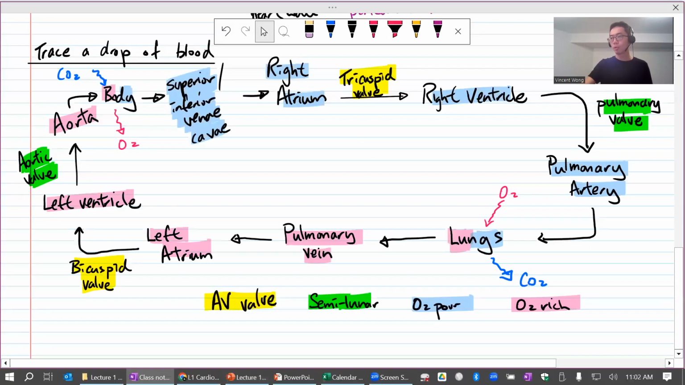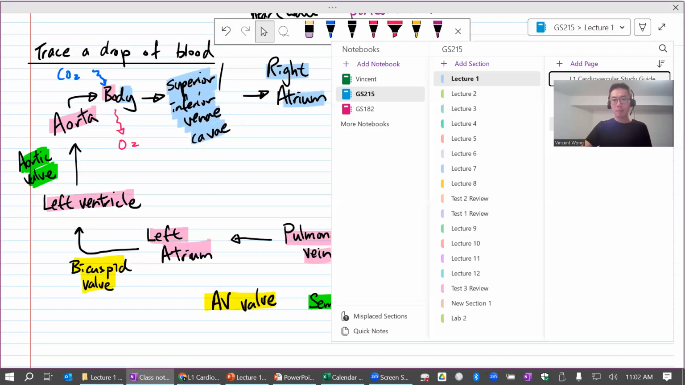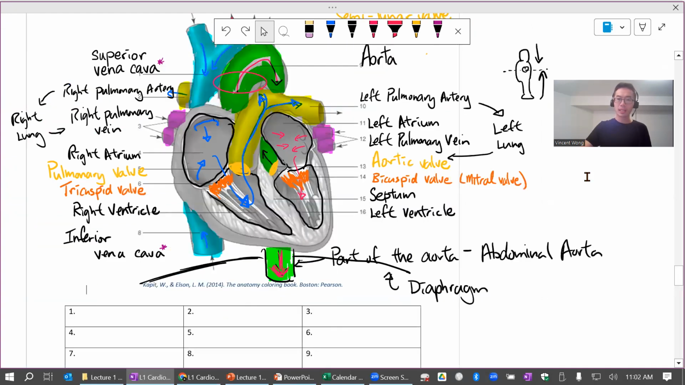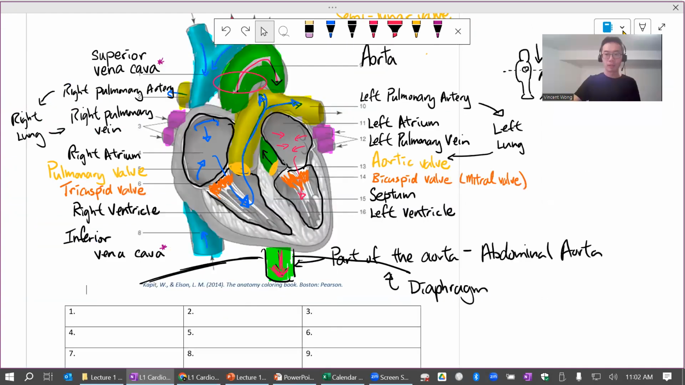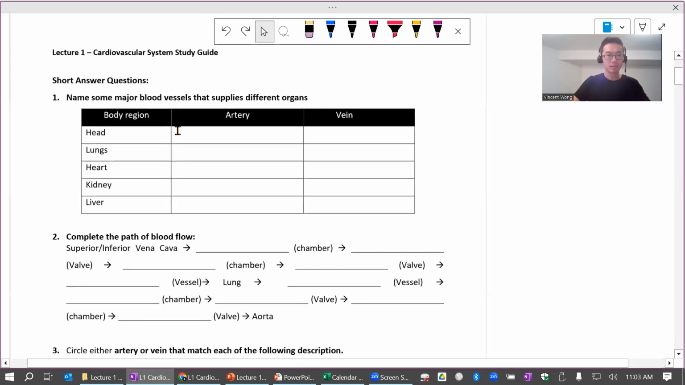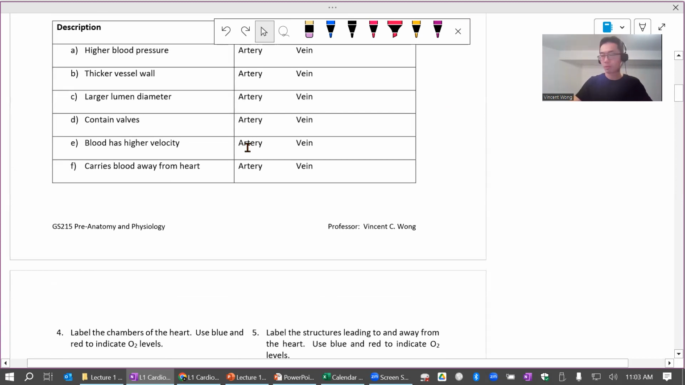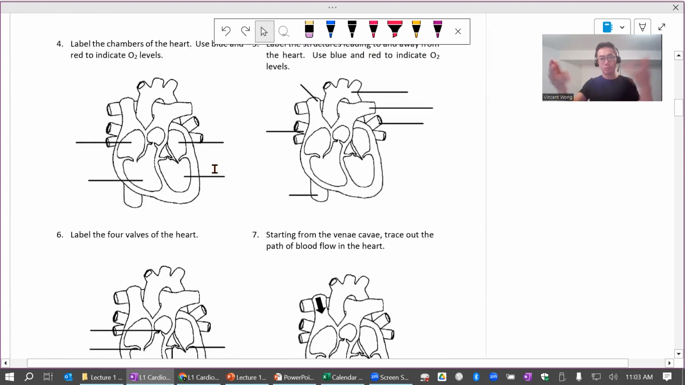What you do want to do between now and next class is, of course, organize your notes, but also work on your study guide. It's very important that you do. I'll post the answers, but try doing some of these questions. This is just straight from the PowerPoint. You can copy it. This is the pathway. Some of the questions you cannot do yet, we haven't learned it, but most of them. Do as much as you can.